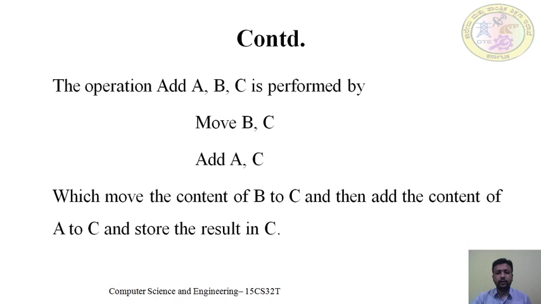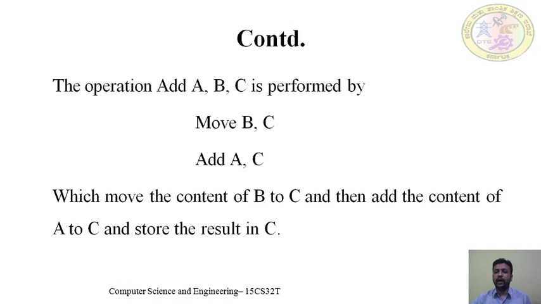The operation add A comma B comma C is performed by, first we have to move the contents from B to C, then add the content of A to C and store the results in C. So this expression does nothing but first we move the contents of B into C, then add the content of A to C and store the results in C.